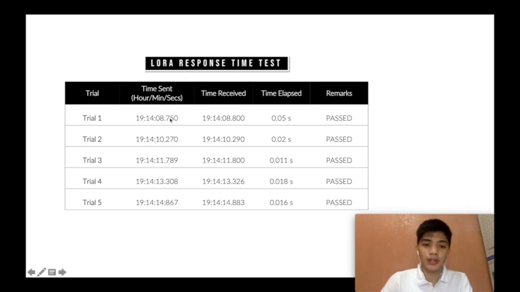So next one is the LoRa response time test. It will tell us whether it can measure and send data in real time. So for the first trial, you can see the time elapsed is 0.05 seconds. Next one is 0.02 seconds for the second trial. Next are 0.011, 0.018, 0.016. So based on this data, we can say that we can use our prototype in real-time monitoring.